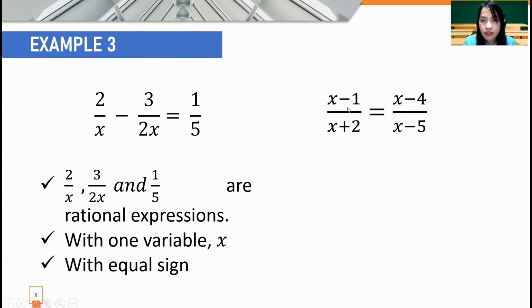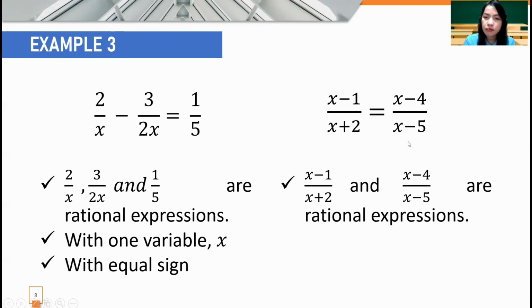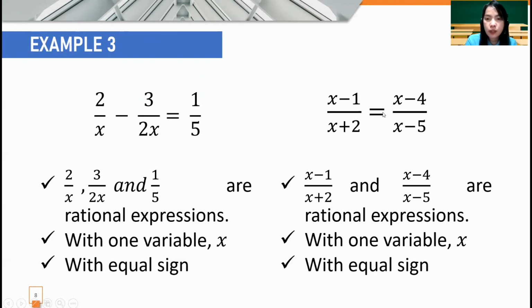We have another example of rational equation, x minus 1 all over x plus 2, and then that is equal to x minus 4 all over x minus 5. X minus 1 all over x plus 2 is a rational expression. Also, x minus 4 all over x minus 5. There is only one variable, which is x, and there is an equal sign. Those are examples of rational equation.